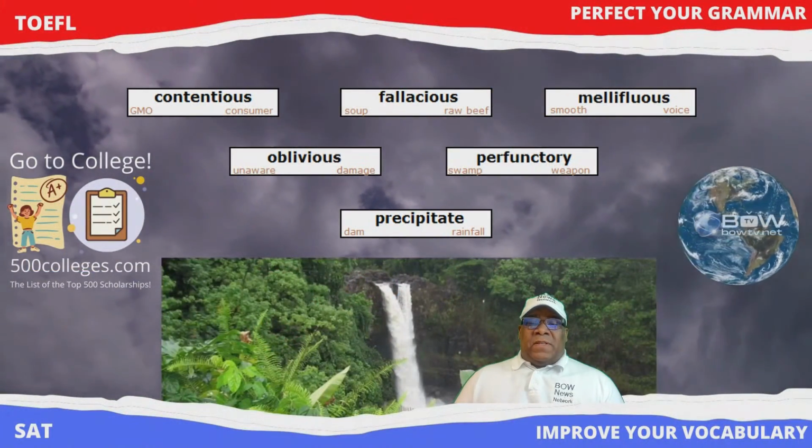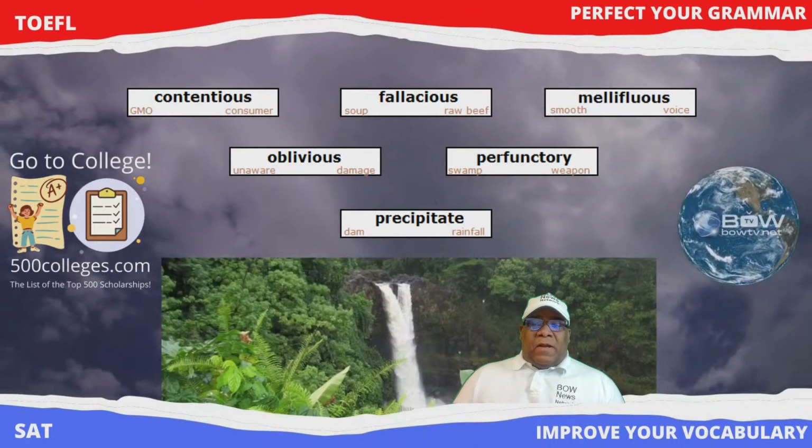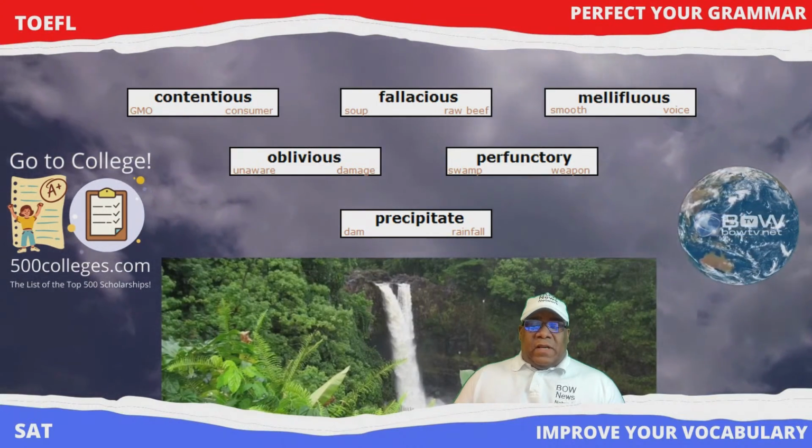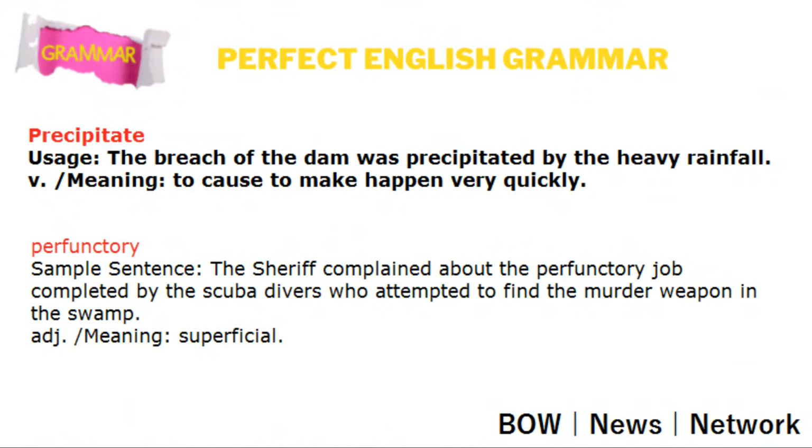Let's just finish up this set, and we have here we're looking at perfunctory. Let's see how it's actually used in a sentence. Perfunctory. The sheriff complained about the perfunctory job completed by the scuba divers who attempted to find the murder weapon in the swamp. Adjective meaning superficial.